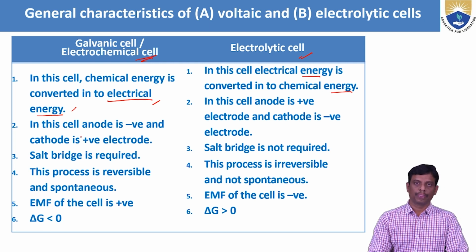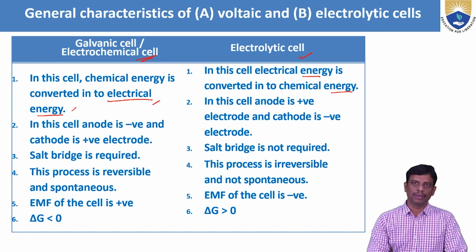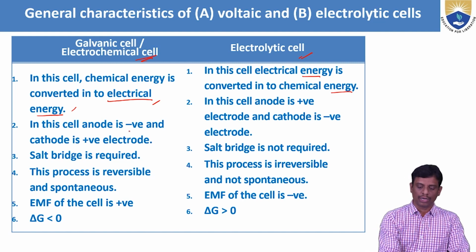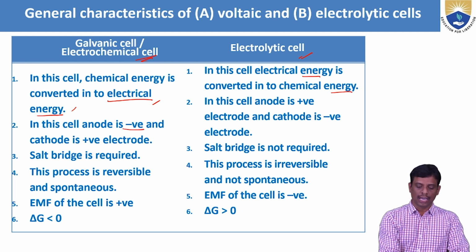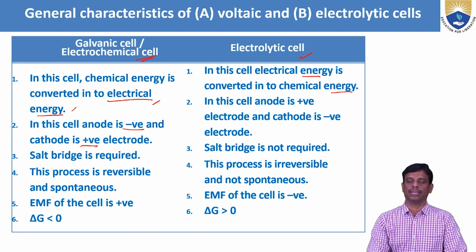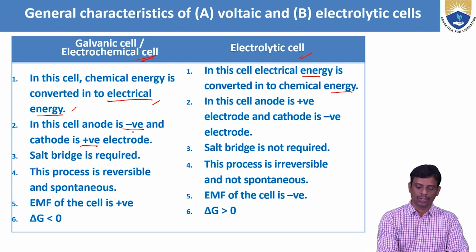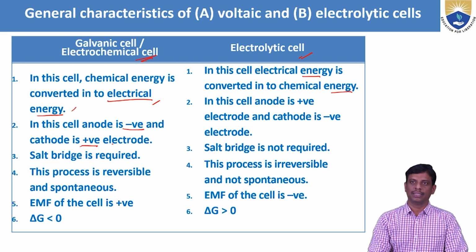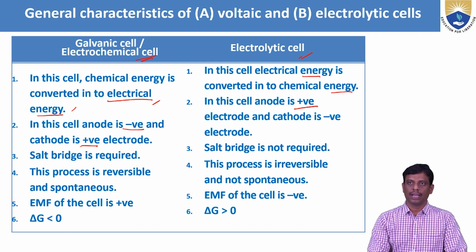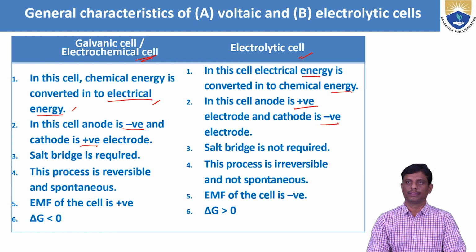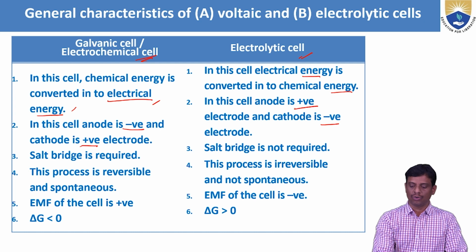Usually in the electrochemical cell, the anode is represented by a negative sign and the cathode is represented by a positive sign. But in the electrolytic cell, the anode is positive and the cathode is a negative sign.